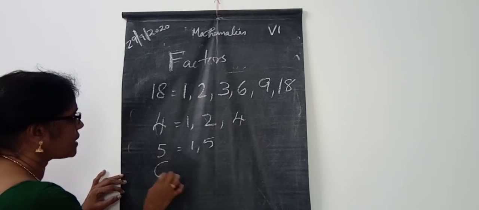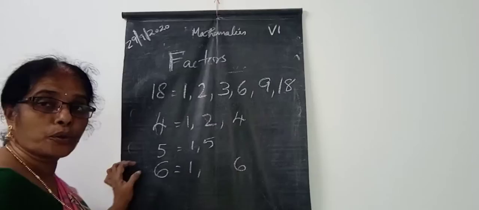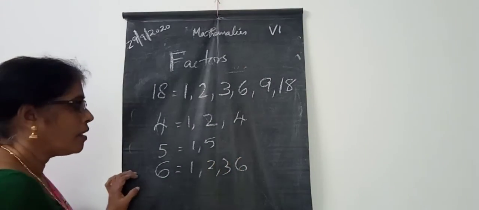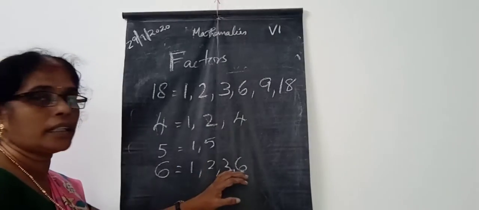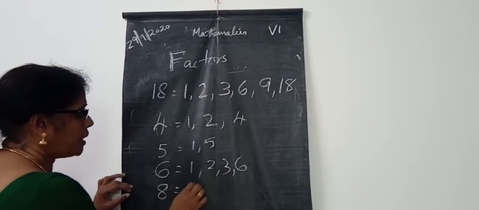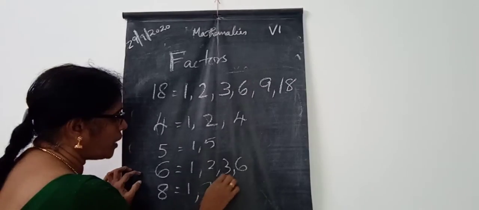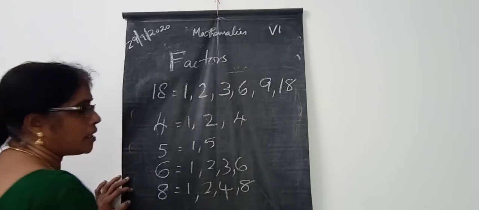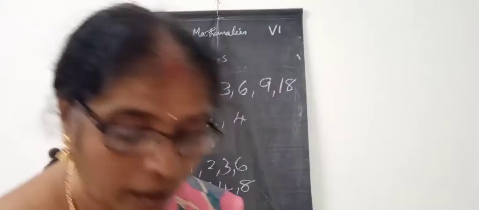If we take 6, 6 means 1 6s are 6 and 2 3s are 6. 2 3s are 6 means that 2 and 3 are the factors. So 1, 2, 3, 6 are the factors. If we take 8, 1 is already going, and 2 4s are 8. So 2 and 4 are the factors, and 8 itself. 1, 2, 4, 8 are the factors.